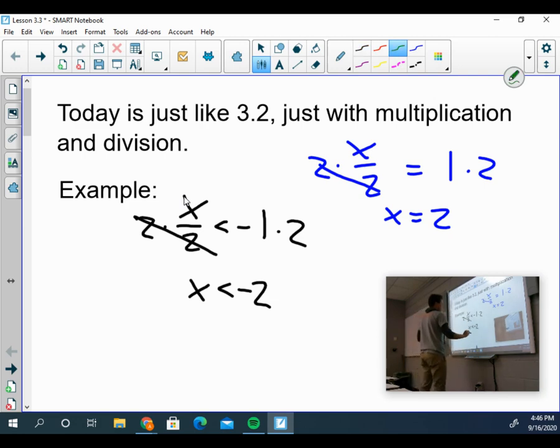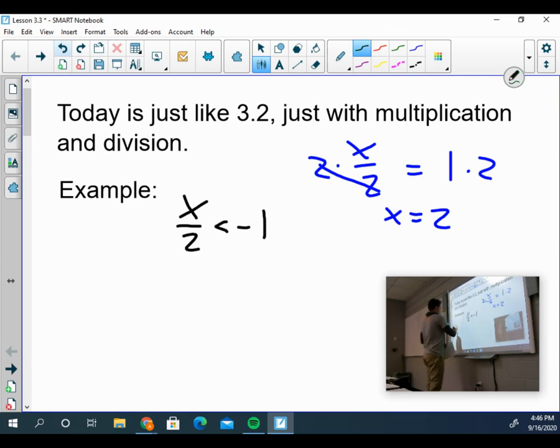Again, please interpret your answer in the context of the problem. I need you to know what this means. So what does x less than negative 2 mean? That means any number less than negative 2, if you plug it back into the original, will make the inequality true. So my solution was x is less than negative 2. If I plug in any number less than negative 2, like negative 4, for example, it should verify my inequality.